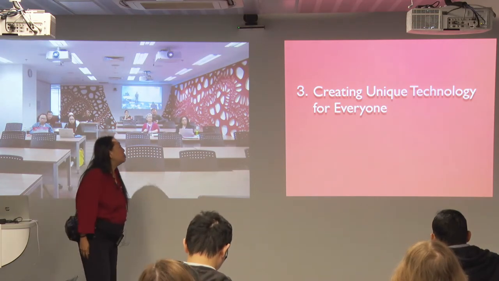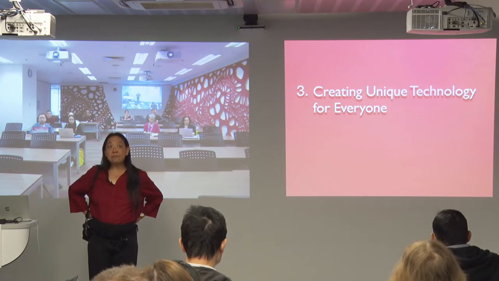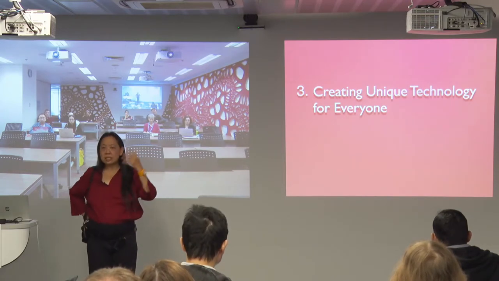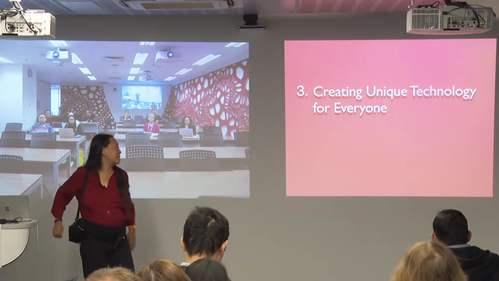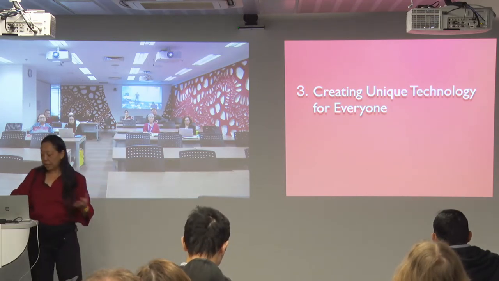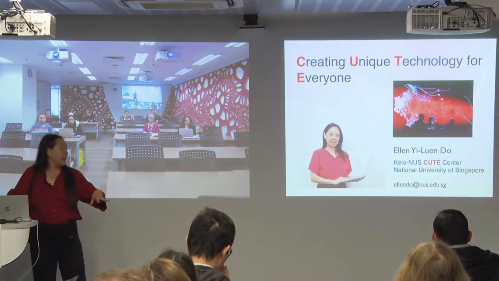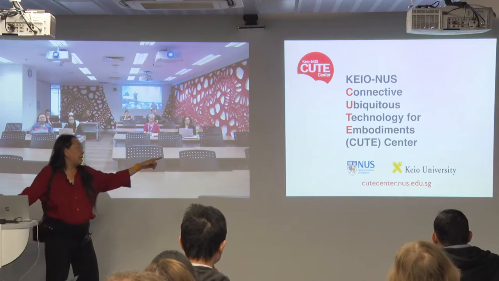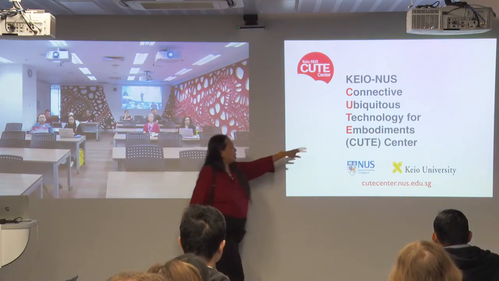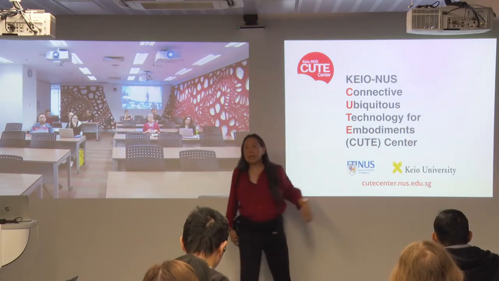In the last part, I spent 3.5 years at the National University of Singapore. I was on leave from Georgia Tech without pay, because I had never taken a sabbatical anywhere. First I went there for a semester, and when I showed up, I realized that it's an interesting lab. So I organized and curated different projects. It was originally called the Q Center, standing for Connected Ubiquitous Technology for Embodiment.